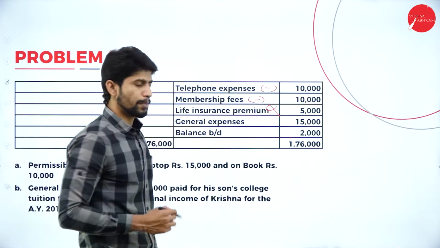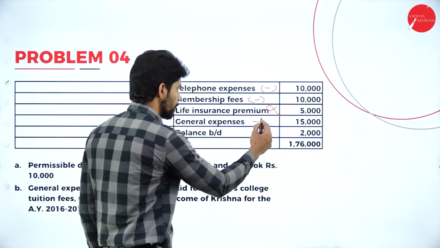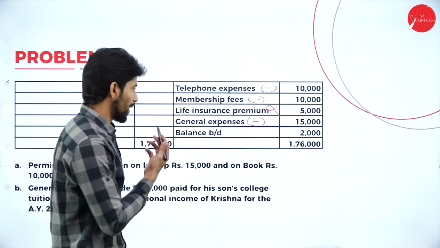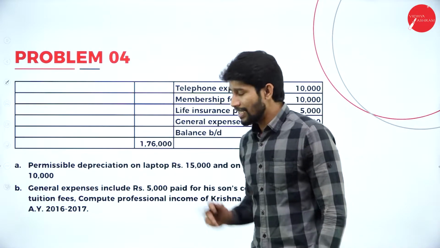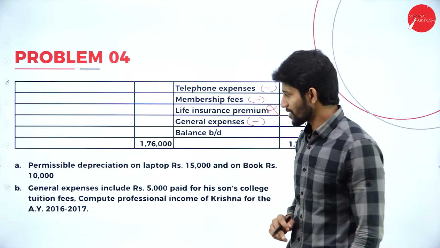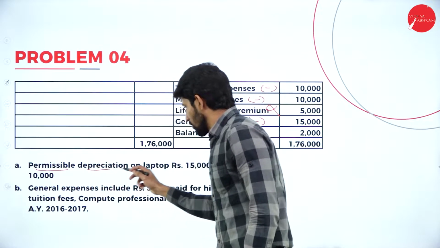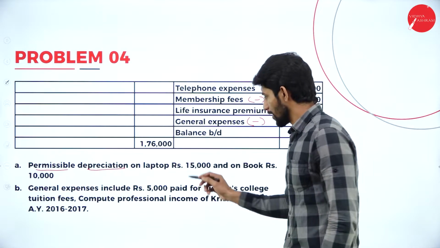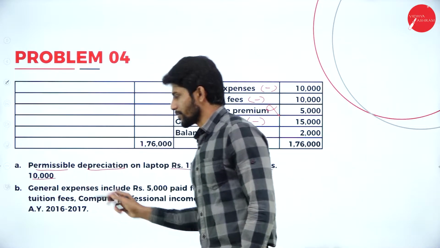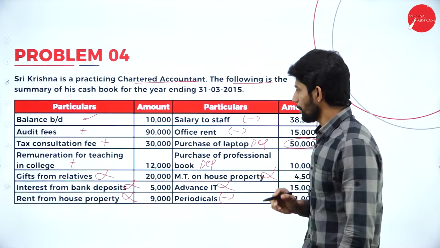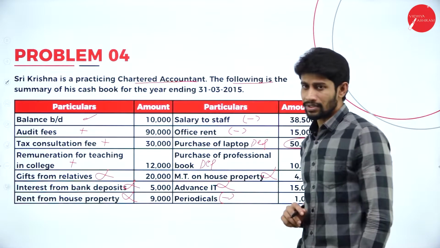Next, general expenses. Fine, we can consider it as a professional expenditure. Balance brought down is given. Next, with respect to this, he had given some adjustments. So what is the first adjustment? Permissible depreciation on laptop is 15,000 and on books is 10,000 rupees. Yes, purchase of laptop and purchase of books is given.